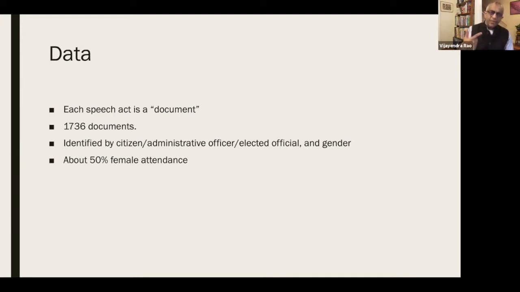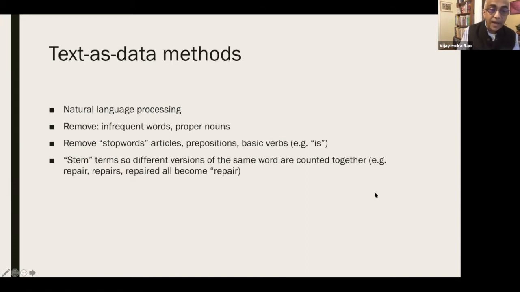Now, one of the things I didn't want to do was to run a survey just as people were talking, asking who are you, what are you, how old are you, and so on. So all we did is record what we could observe. Are they citizens or administrative officers, elected officers, and obviously their gender. And interestingly, in this case, about 50% female attendance, so it's quite high.